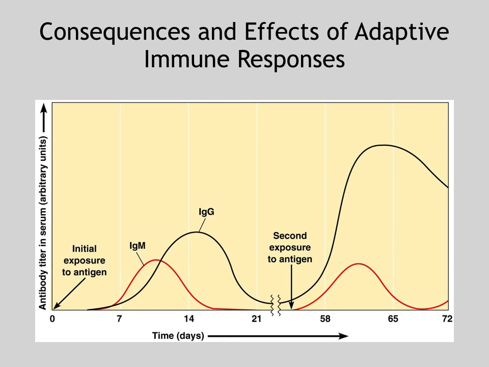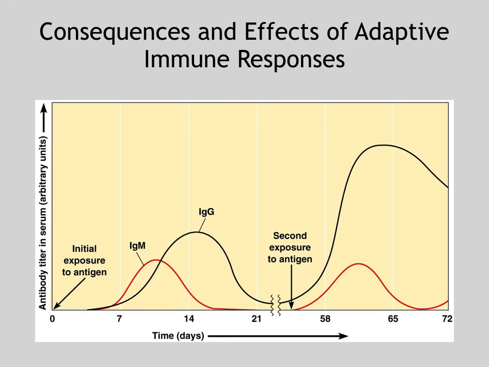So the second time we get exposed to that same flu virus, note how high the IgG antibody production is. It's huge. It's a massive response. We get millions and millions of antibodies produced very, very rapidly so that everything gets neutralized real quickly and we don't get sick. The virus or the antigen, the pathogen cannot take hold and make us sick.